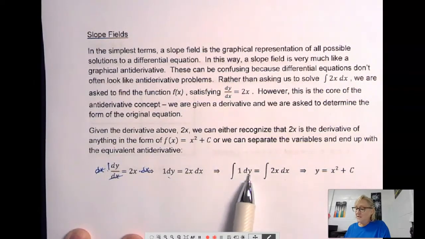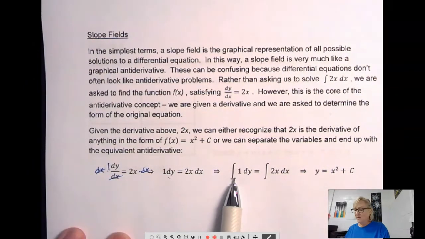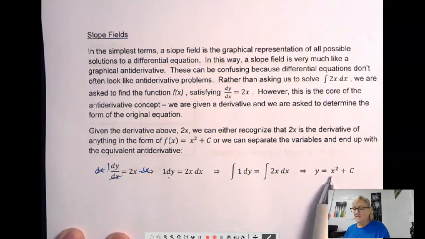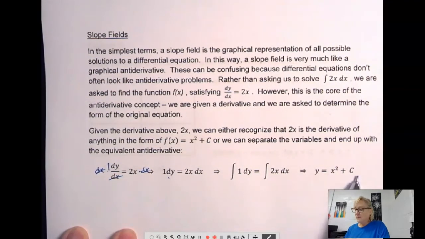The integral of 1 dy, this is when that variable d whatever is important, because if I just have the integral of a number, I need to know what variable it started out as. So the antiderivative of 1 dy is just y. The antiderivative of 2x is x squared, and then we tack on the plus c.